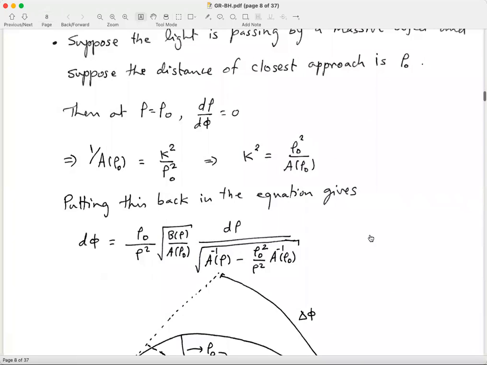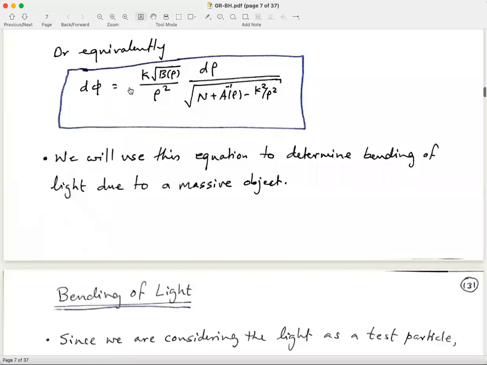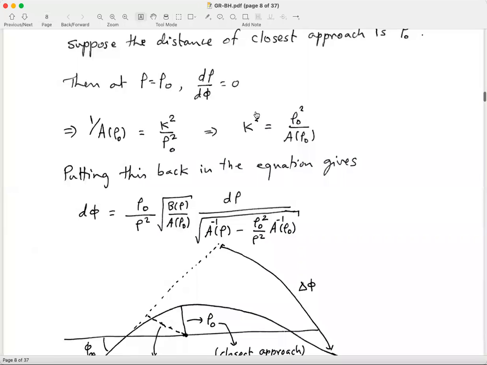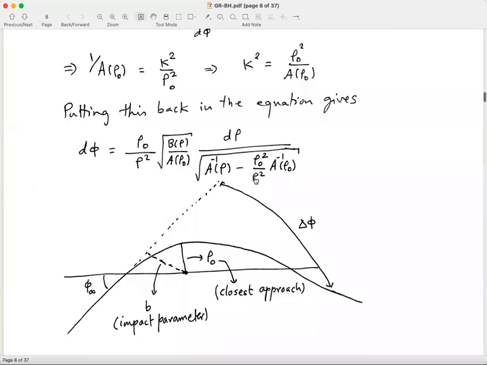So what we can do is put this back into our expression. Our expression for d phi was this. We put k equal to rho naught squared upon a of rho naught, and massage the equation a bit, pulling a of rho naught outside, and you get an expression which looks like this. Fine. So this is of course an exaggerated image. It doesn't bend as much as this, but my drawing quality is also kind of bad anyway.